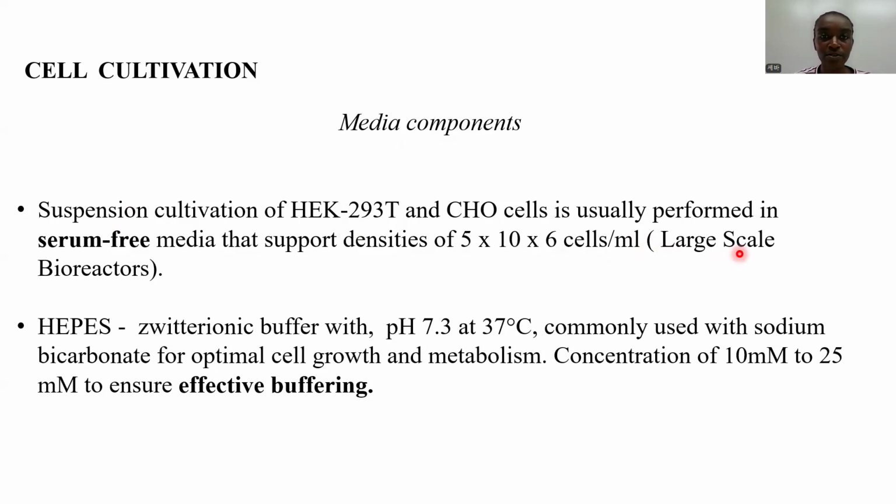Maybe in the lab, there's also an optimal amount of cell density that's required, but serum-free media is preferred to help in optimal production. Additionally, when culturing or optimizing cells for recombinant protein production, HEPES is usually added to maintain pH stability, as it's a zwitterionic buffer with a pH of 7.3 at this temperature.